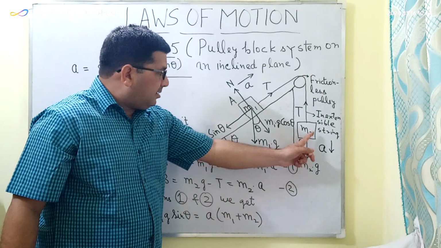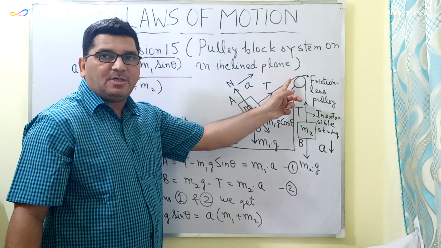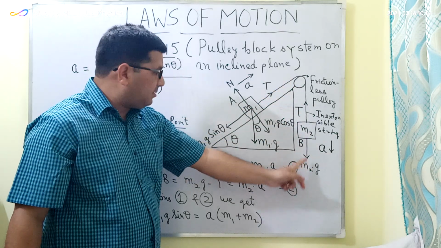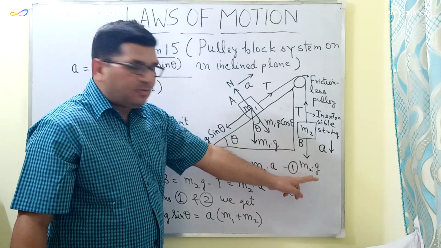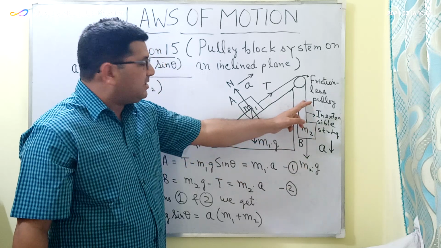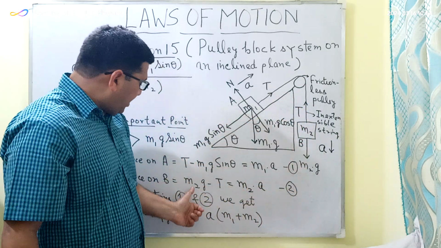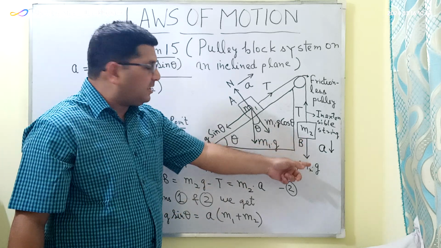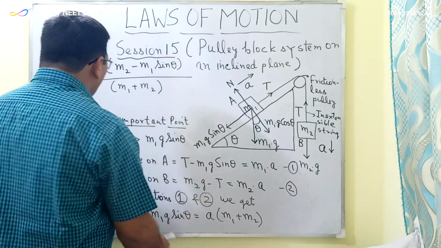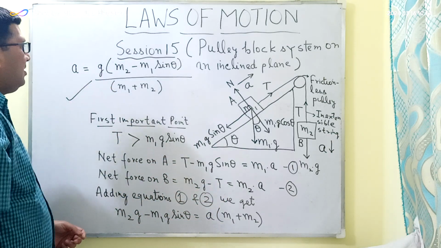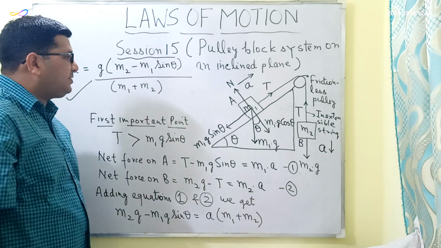And secondly, if this block is moving in this upward direction, then this block will be moving in the downward direction, and this will happen only when the weight of this block B is more than the tension in the string, and tension always acts away from the body. So m2g minus T is the net force acting on this block B, and this will be equal to m2a. So based on these two equations, we were able to derive the common acceleration, which is equal to g in bracket m2 minus m1 sine theta divided by m1 plus m2.